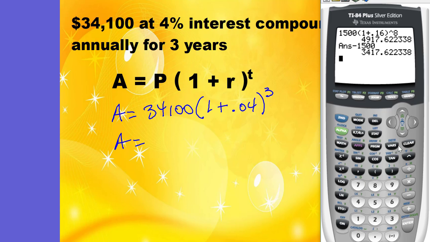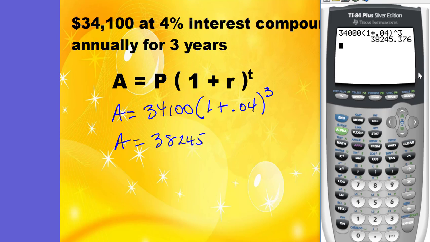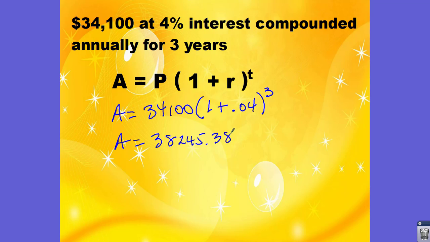So now we pull up our calculator, type in 34,100, open the parenthesis, 1 plus 0.04, close parenthesis, raised to the third power, and we end up with $38,245, and if we round this to the nearest cent, 38 cents. So that is the principal amount and the interest put together.